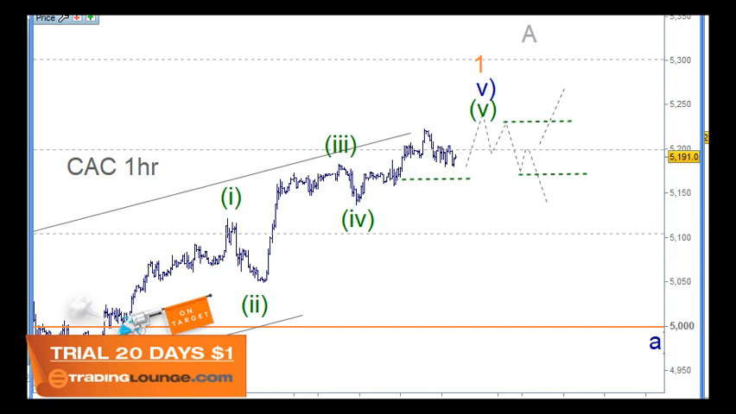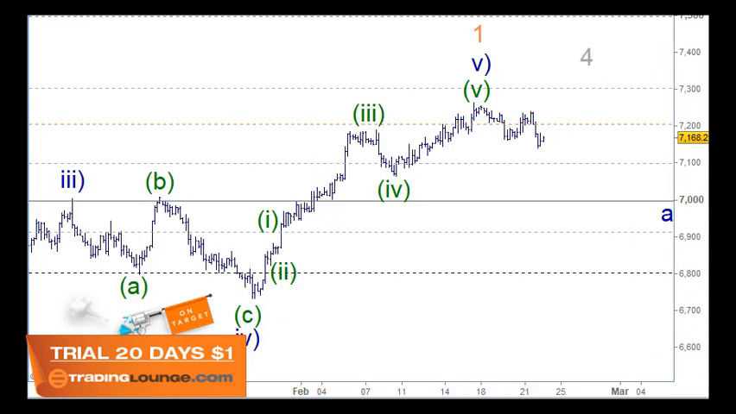So, and the FTSE's much the same as well. So with the FTSE here, in this case, we've been calling a top in here.